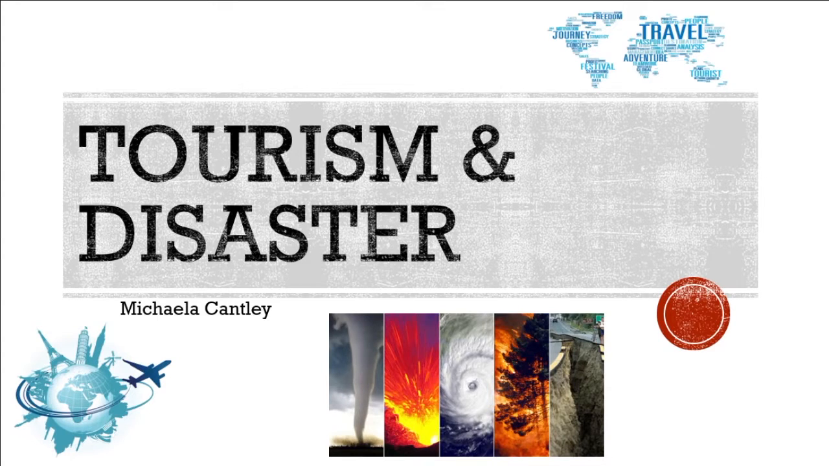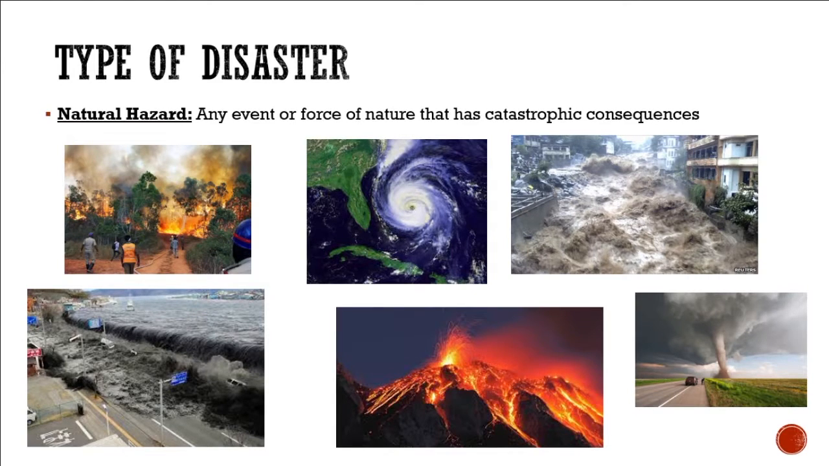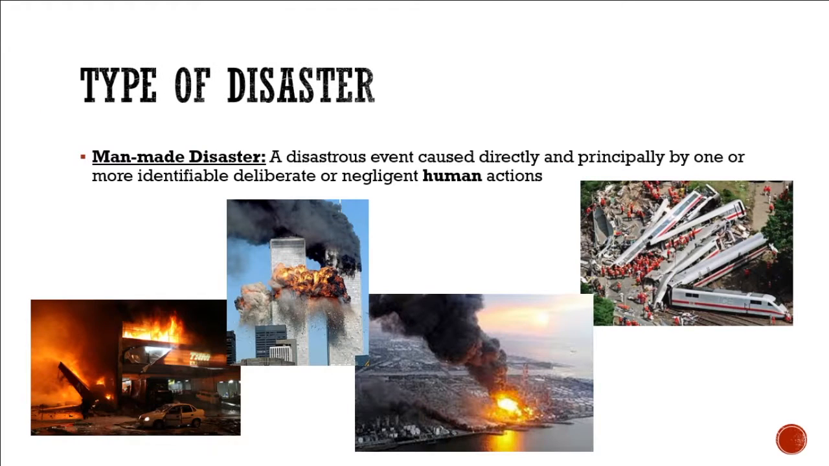So let's get started. First, disaster. There are two types of disasters that I'll be talking about today. One of them being natural hazard, which is any event or force of nature that has catastrophic consequences. Examples of that are forest fires, earthquakes, flooding, tsunamis, volcanoes, and tornadoes.